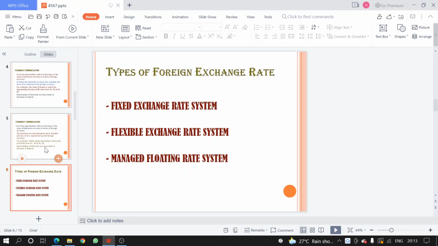Now, I think appreciation and depreciation are clear to you. Now there are different kinds of foreign exchange rate. There are three types of foreign exchange rate. Number one is the fixed exchange rate. Number two is the flexible exchange rate. Number three is the managed floating exchange rate.